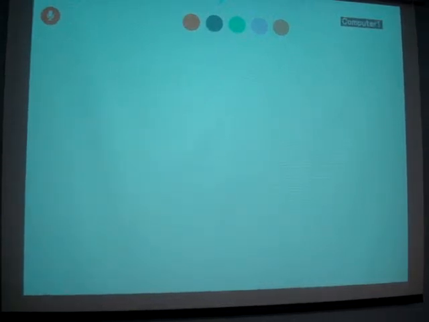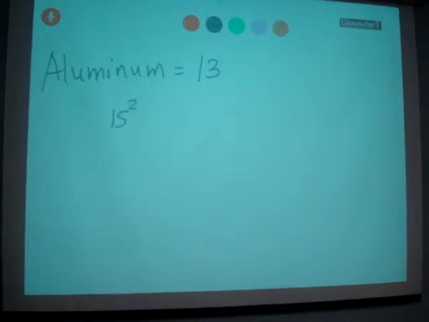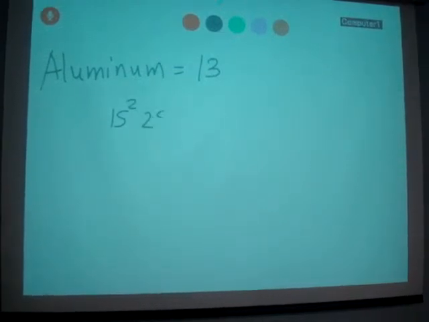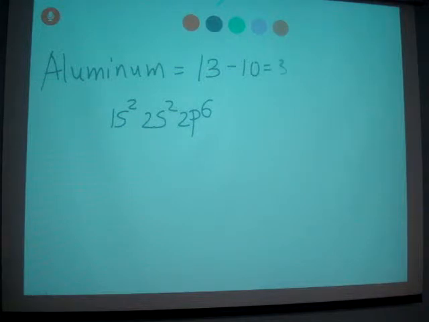Okay, so let's start writing electronic configuration for aluminum. So for aluminum, we have found there are total 13 electrons, right? And when we fill up electrons, we can write 1s2, 2s2, 2p6. So out of 13, 10 are gone, 3 left.